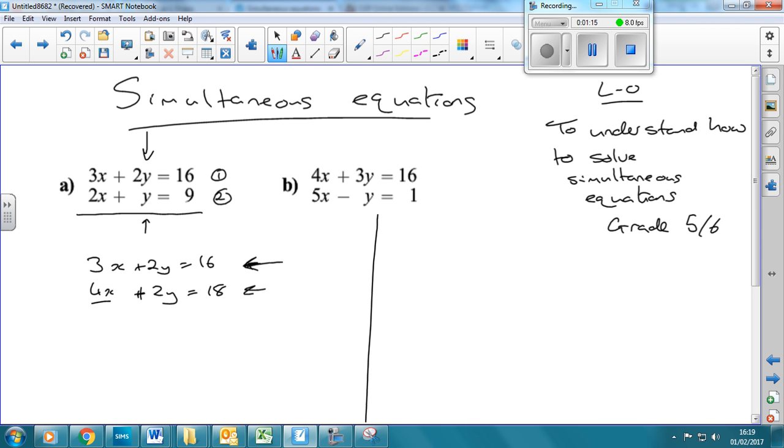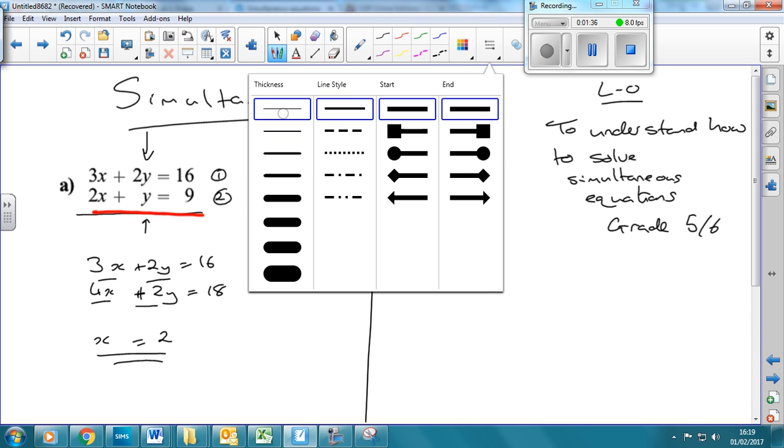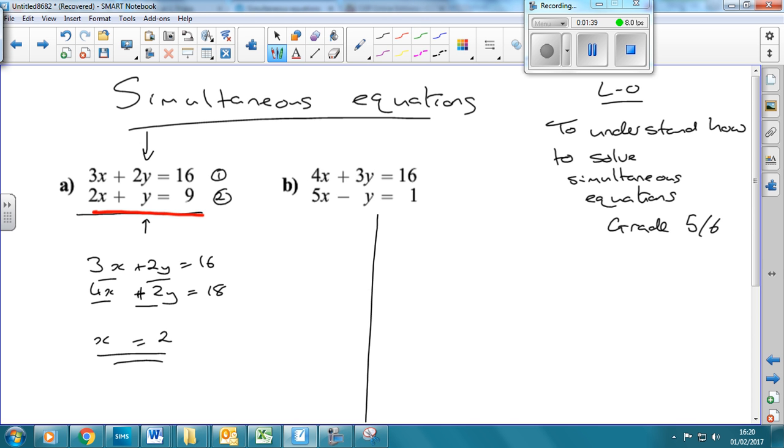So we're going to do 4x take away 3x, leaving you with 1x. 2y take away 2y just disappears. 18 take away 16 is 2. So we end up getting our x value as 2. Once you've got your x value, you need to substitute that into one of the original equations. So if we substitute it into this one here, this is the smallest one, 2x plus y equals 9, we know that x is 2. So instead of writing 2x, we can write that as 4. So 4 plus y equals 9, so y equals 5.